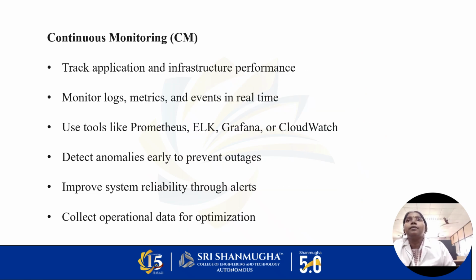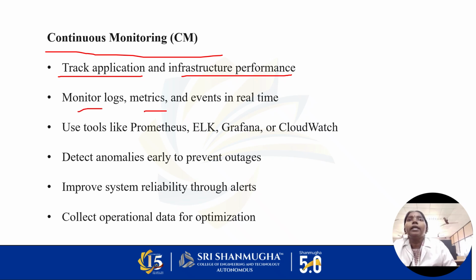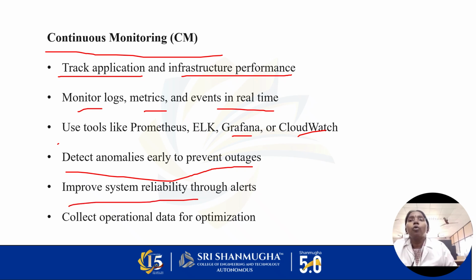Continuous monitoring. This is also one more important thing: track application and infrastructure performance, and monitor logs, metrics, and events in real time. Use tools like Grafana, CloudWatch, and Loki. So detect anomalies early to prevent outages. Improve system reliability through alerts. So collect operational data for optimization.